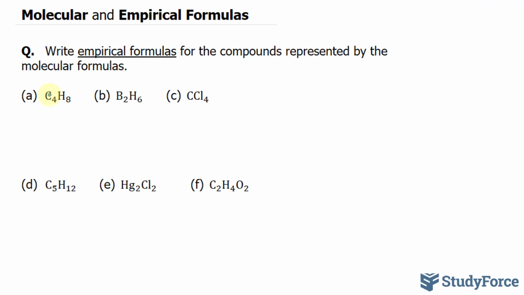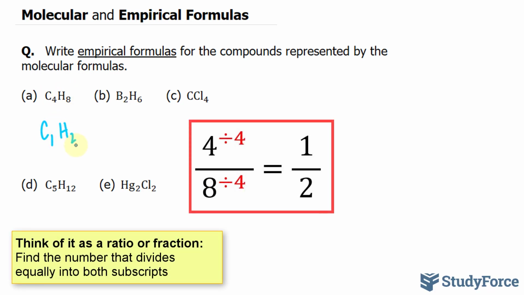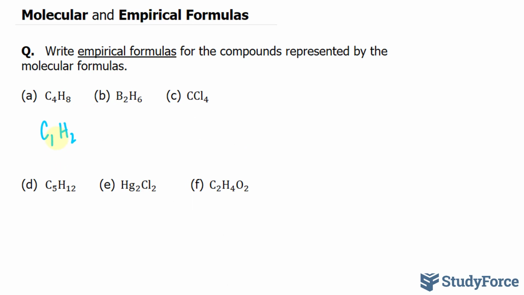So if I divide 4 by 4, I end up with 1, C1, and 8 divided by 4 is 2, H2. As you should know by now, there's no need to write down a 1. We assume that it's one atom. Therefore, our empirical formula here is CH2. Let's move on to part B.